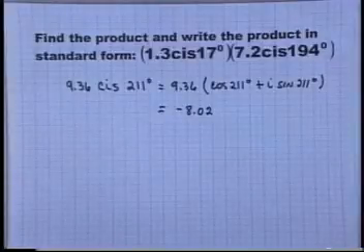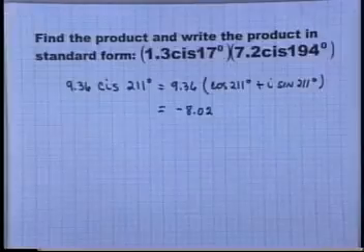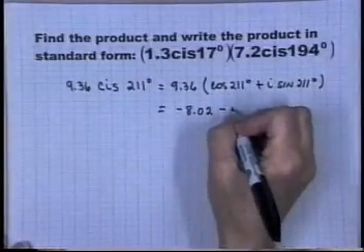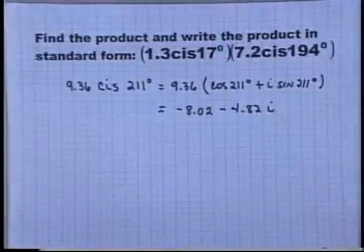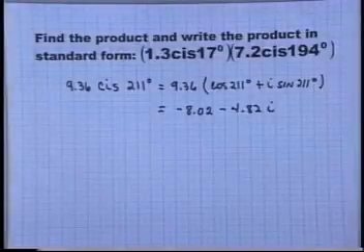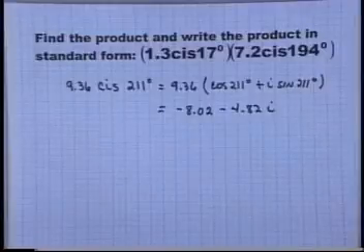Okay, now I'm going to do 9.36 times the sine of 211 times I. So 9.36 times the sine of 211 gives me a -4.82 times I. So I have done the product and written the product in standard form very simply using this product theorem.